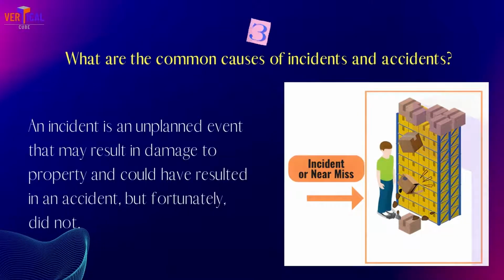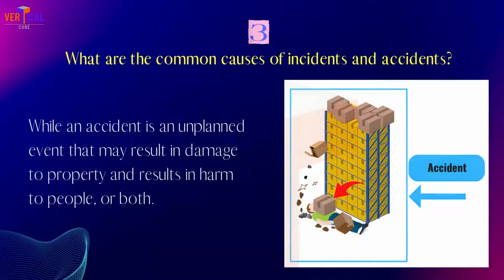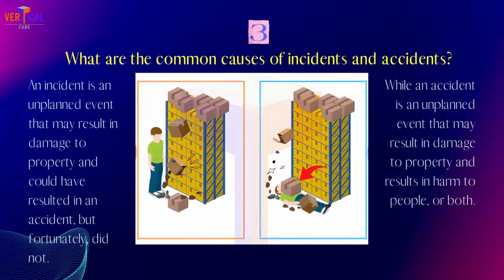An incident is an unplanned event that may result in damage to property and could have resulted in an accident, but fortunately, did not. While an accident is an unplanned event that may result in damage to property and results in harm to people, or both. Look at the illustration on the screen to better understand both terms.